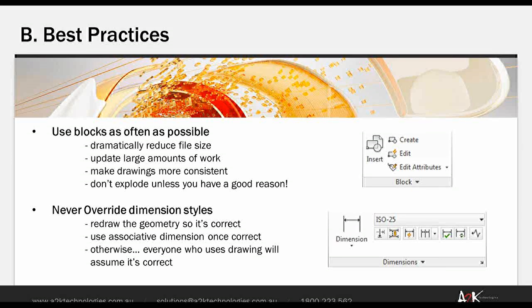Okay, never override dimension styles. This is sort of leveraging from what I said earlier about drawing everything full size. Always draw your geometry so that it's actually correct and it actually represents the object. And then once you've done that correctly, when you use an associative dimension, just a normal dimension, it will actually read back the true length of the object that's dimensioned.